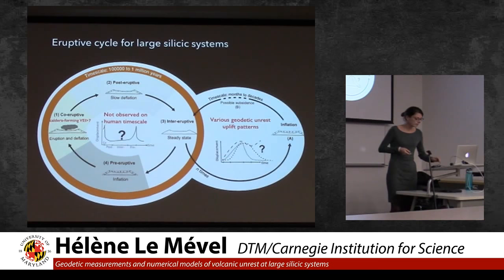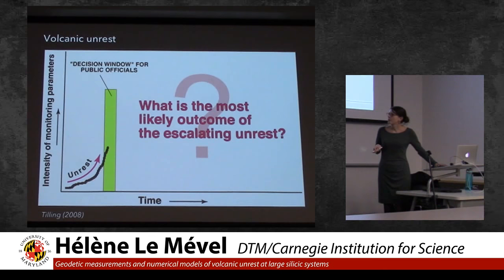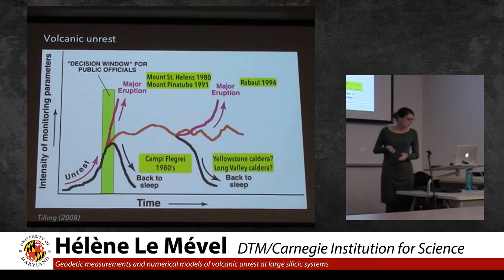Here is the same problem from a monitoring point of view. If you were at a volcano observatory as a geodesist measuring accelerating unrest, like an accelerating uplift, you would have to decide whether to alert public officials. But we have observed many different scenarios. As you see on this figure, following an accelerating unrest, it could just go back to sleep, or plateau and then go back to sleep, or plateau and then lead to a major eruption.